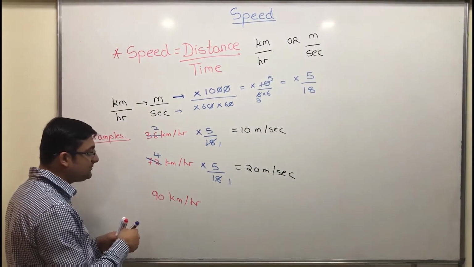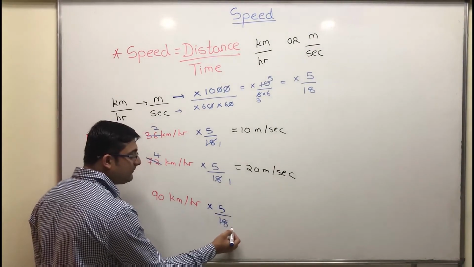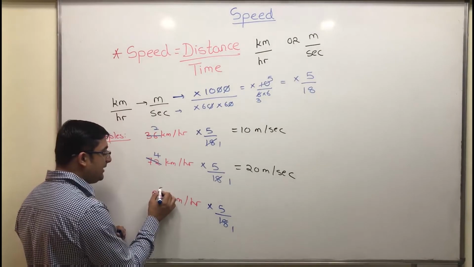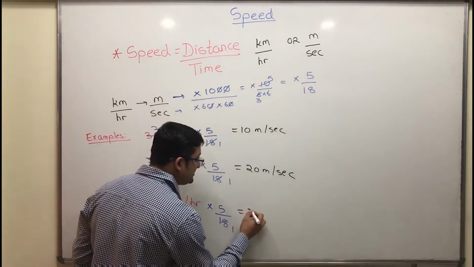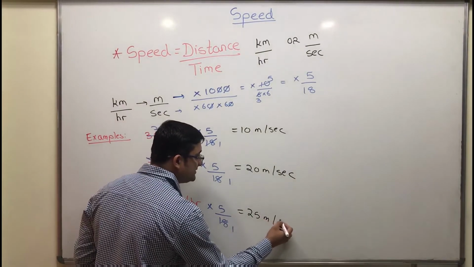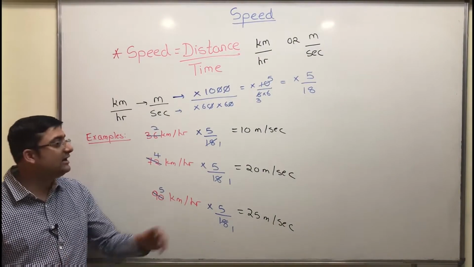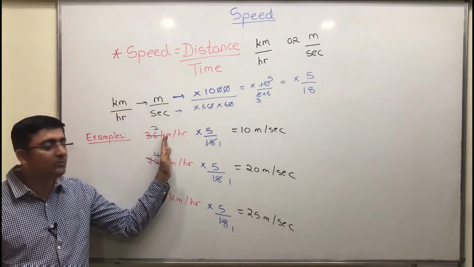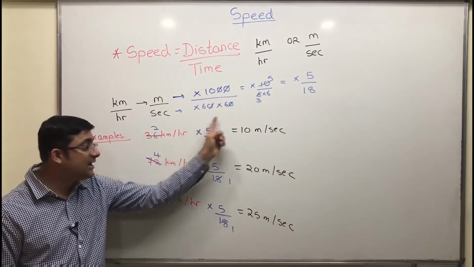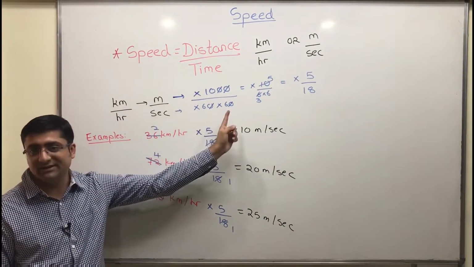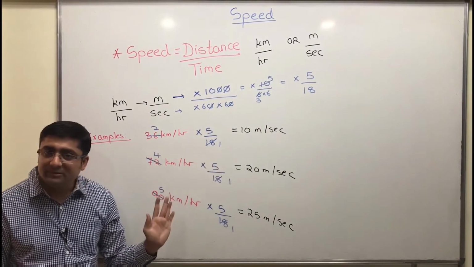Similarly, 90 kilometers per hour. So again, into 5 by 18. So 18 divided by 18, 1. 90 divided by 18, 5. 5 multiplied by 5 is 25. So we get the answer as 25 meter per second. So this is how you convert kilometer per hour to meter per second. I repeat, given any speed in kilometer per hour, whenever you want in meter per second, just multiply by 5 by 18. And how did we get this 5 by 18? From over here. Is this clear? As simple as that. So I hope kilometer per hour to meter per second is clear.